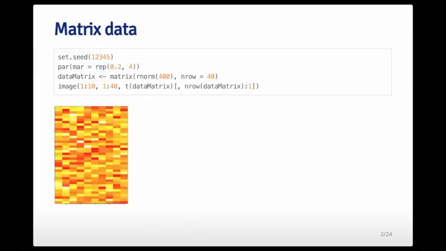Suppose we have some matrix data here, and I've just generated some random normal data using this code right here. You can see that the matrix that I've plotted using the image function is not particularly interesting. It looks pretty noisy, and there's no real pattern, as we would expect.